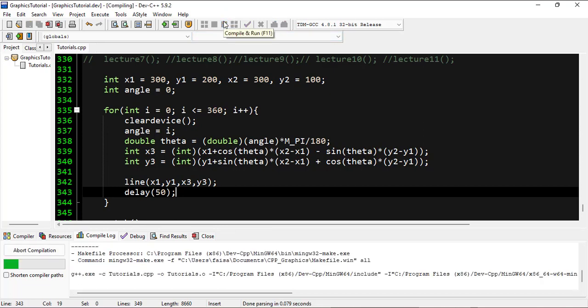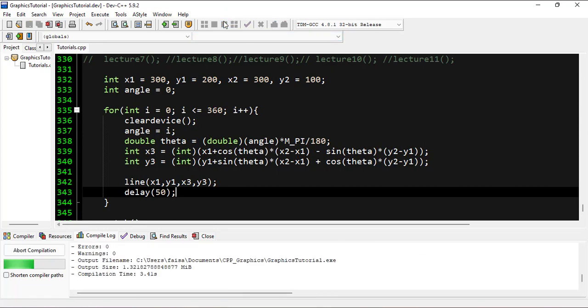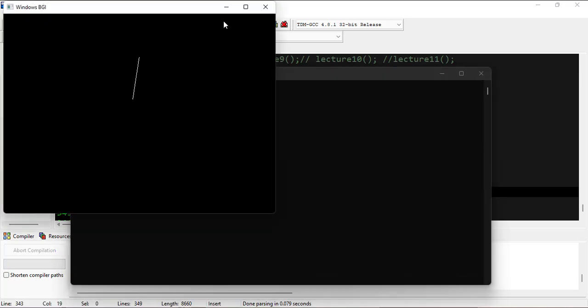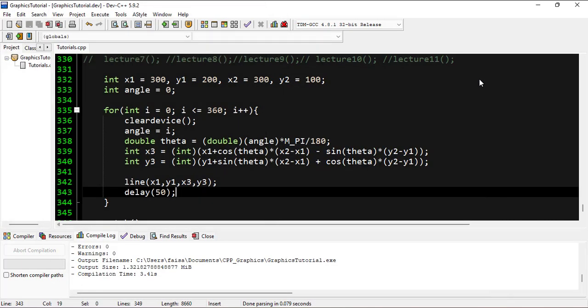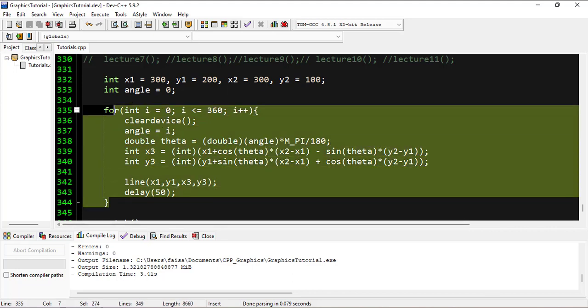Let me compile and run it. And here you can see our line is rotating around its origin. This is our origin, this is x2 and y2, which is continuously changing, and it is x3 and y3, because x2 and y2 was here at its original position. So if you are smart enough, then you can also make an analog clock with this formula with your own time, right?